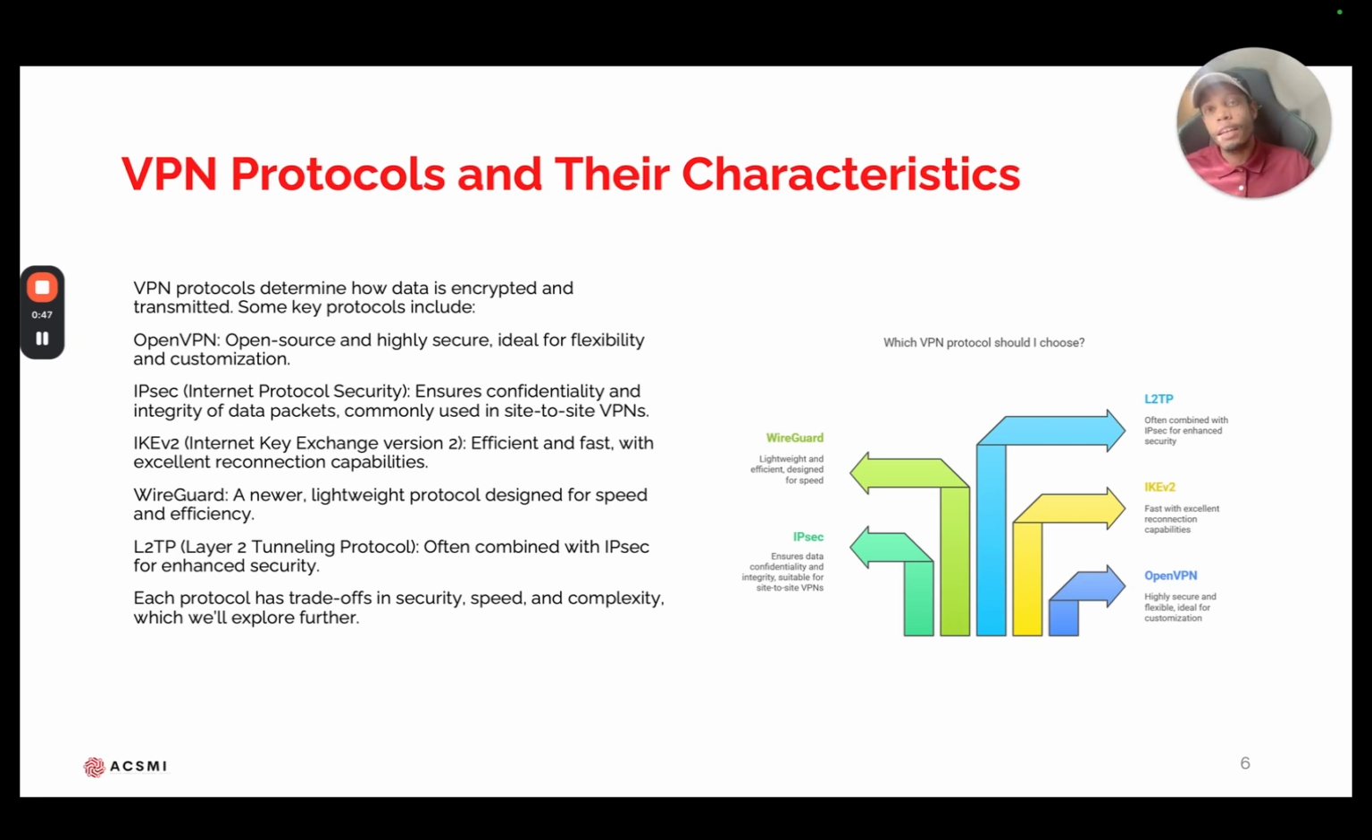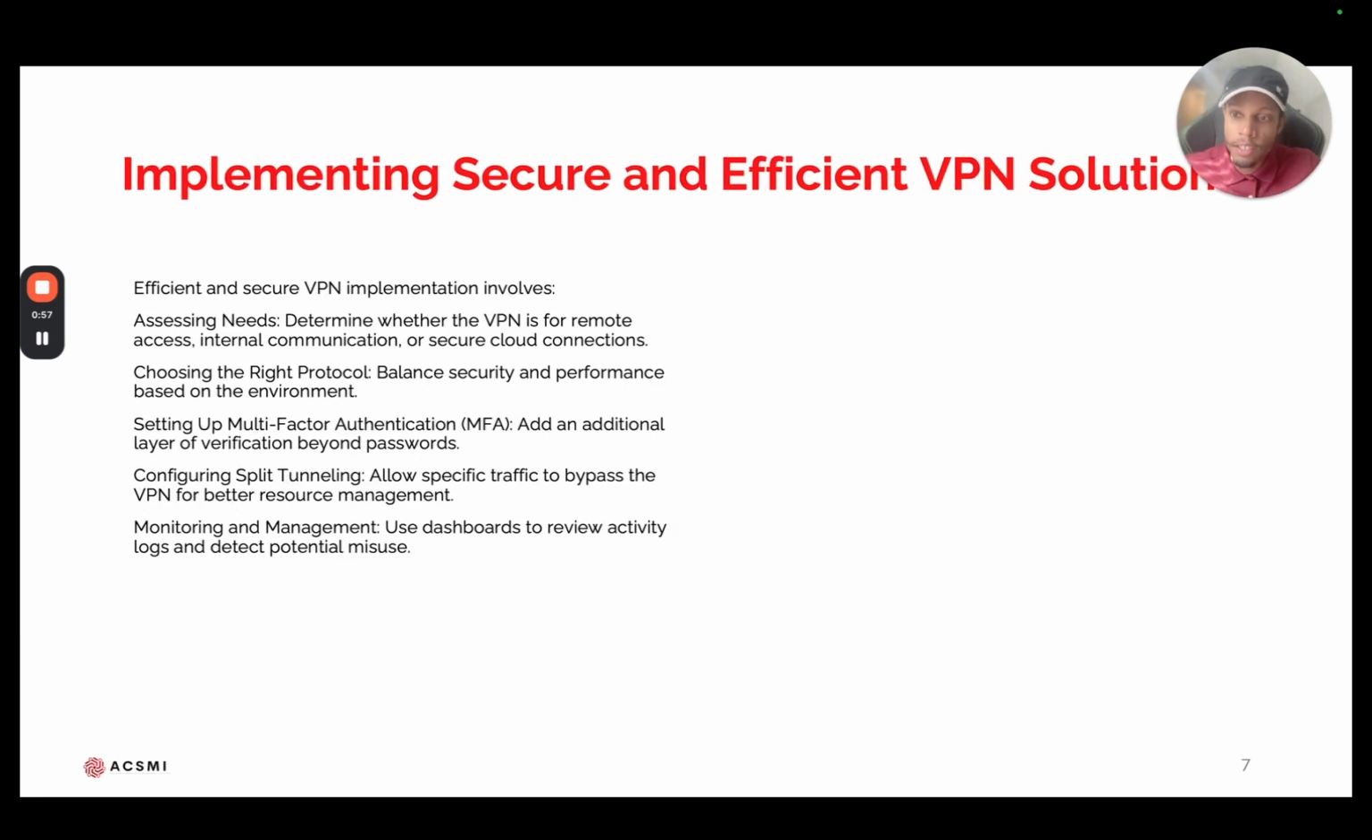So keeping in mind that all these different VPN protocols are going to determine how that data is going to be encrypted and how it is going to be transmitted. So some of those protocols are going to be OpenVPN, IPsec, you have L2TP. So it really just depends again on what it is for that organization.